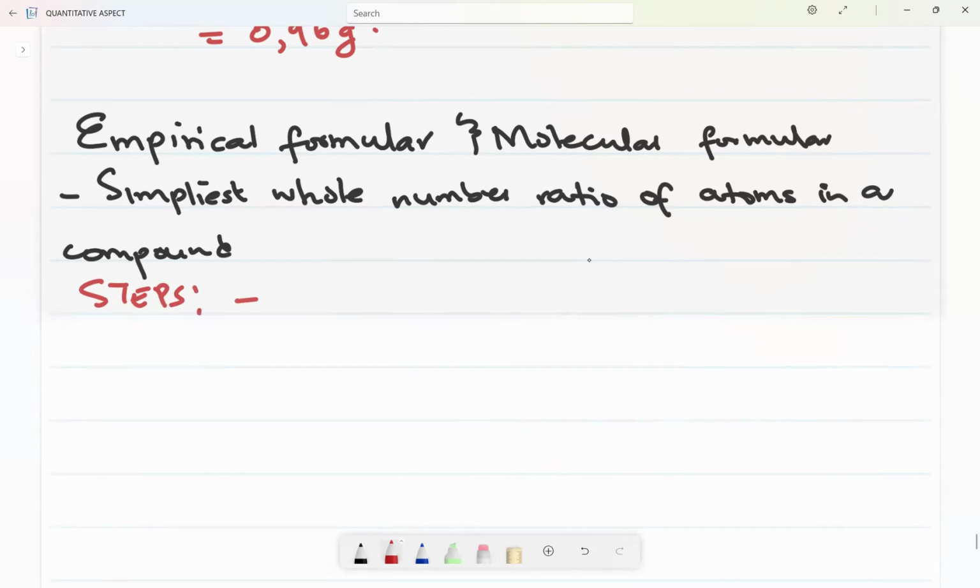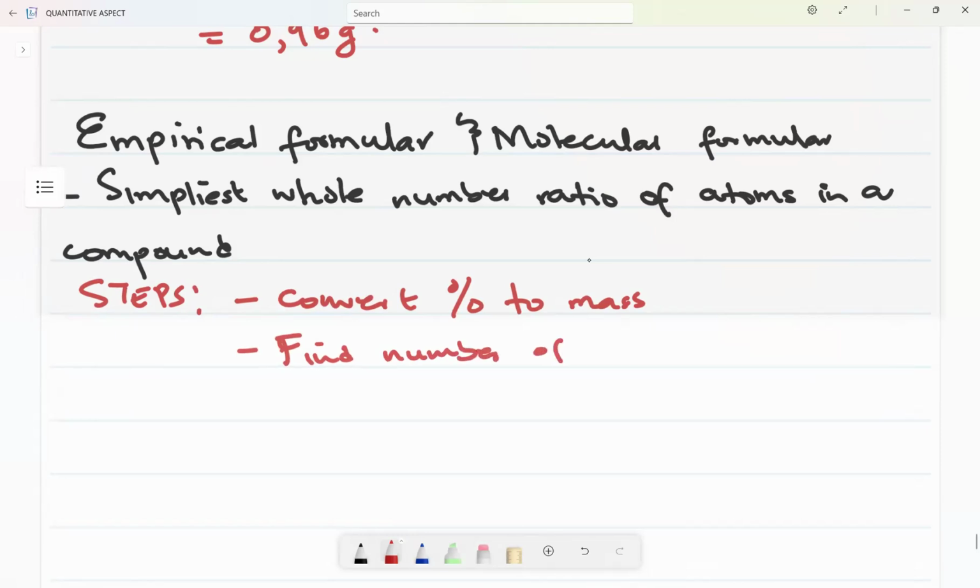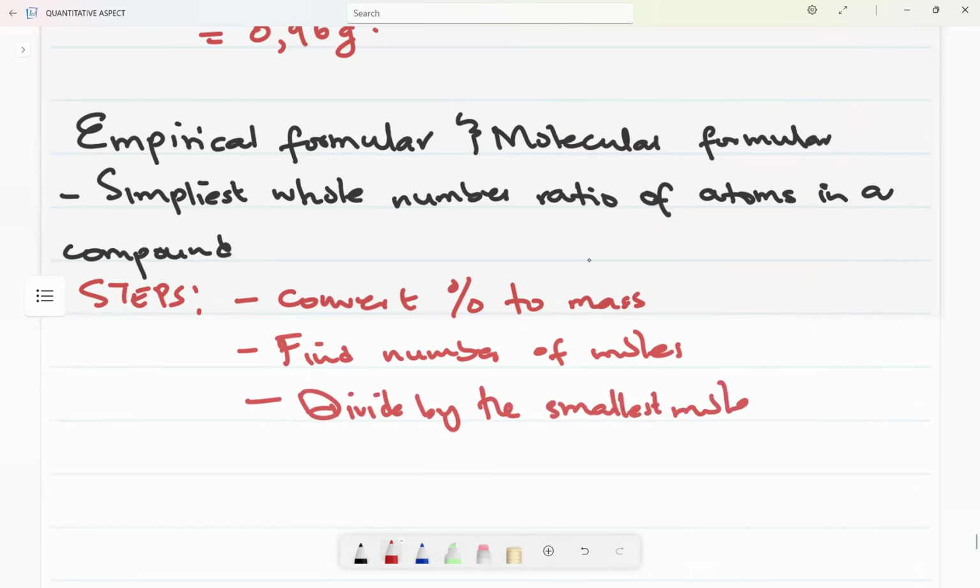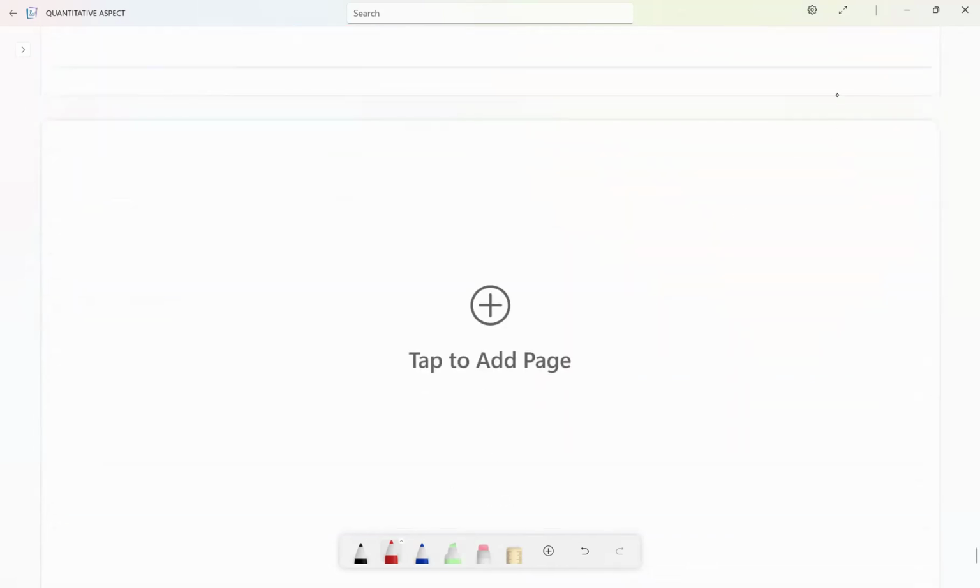Okay, first one, convert the percentage to mass in grams. Okay, then second step, find the number of moles. Then the third step, it is to what? Simplify, divide by the smallest mole. Let's put that into practice.